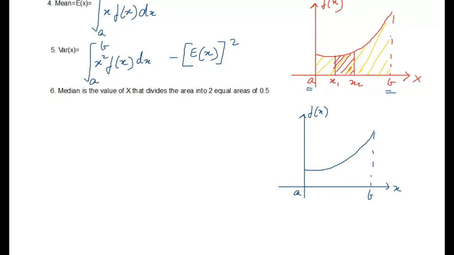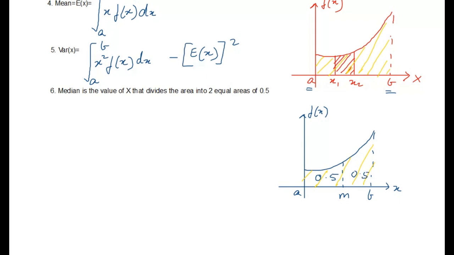Now, what is the median? The median is the value of x that divides the area into two equal areas of 0.5. So this is the area under the graph, marking it in a yellow shading. So m will be the value that divides it up. We know this entire area is 1 because total probability is 1. So we have to find a value m, I'm drawing a little bit off center, such that on either side you have an area or a probability of 0.5.